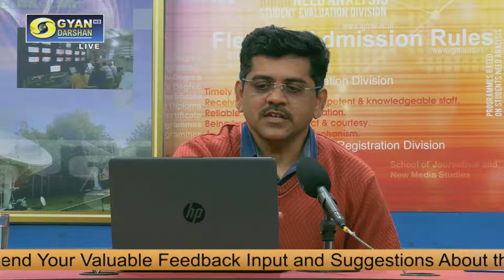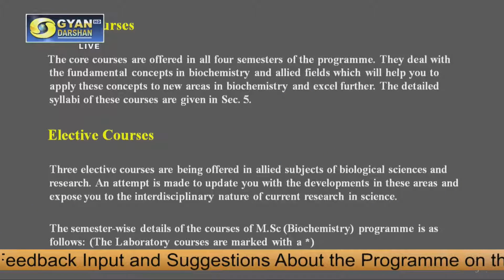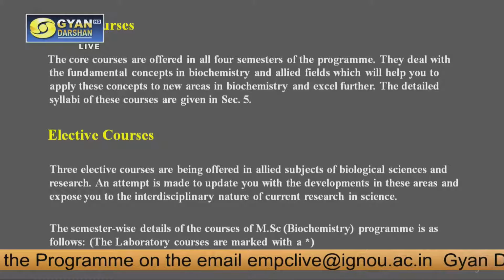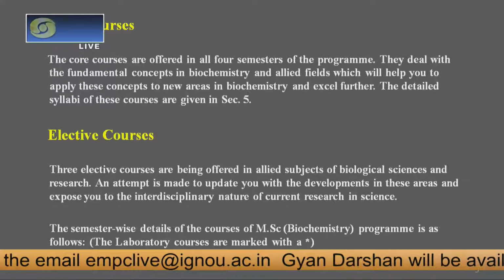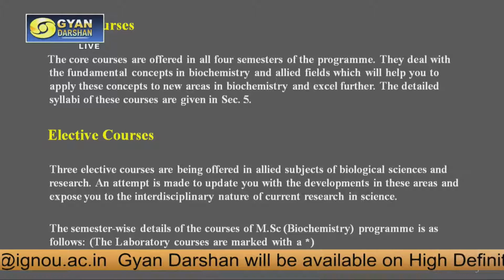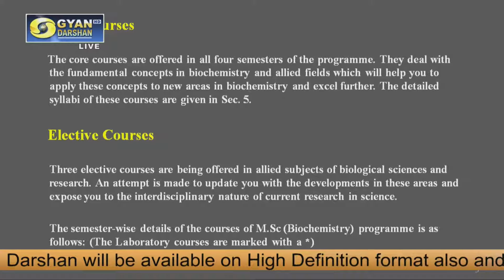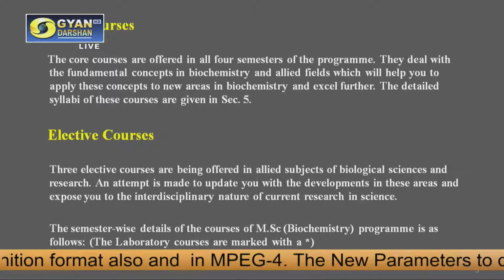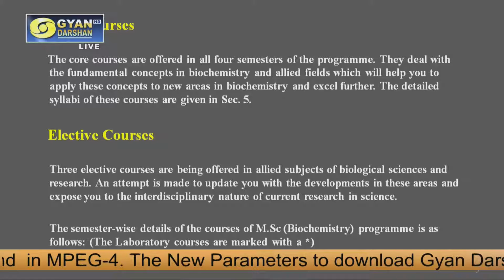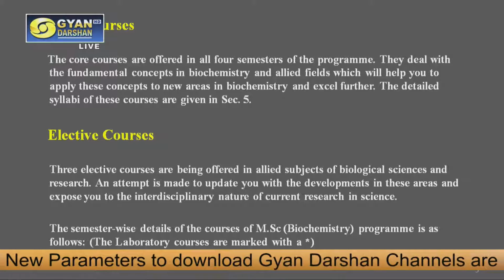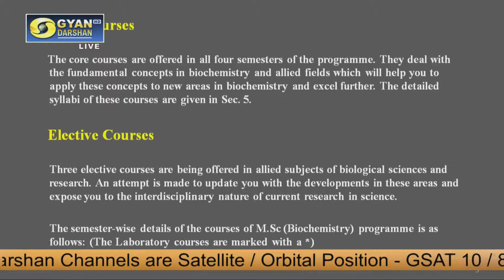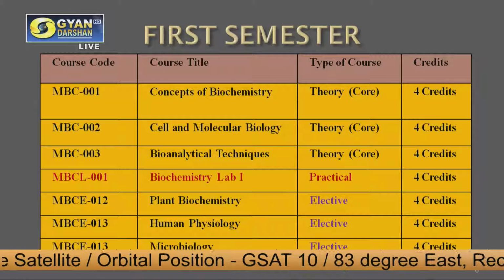Now, what is a core course? These are the courses that will give you the basic fundamental information about the subject, that is biochemistry, and the nature of the biochemistry discipline. And apart from this, there are elective courses, and these elective courses are nothing but allied subjects. That means along with biochemistry you will be studying some elective courses like plant biochemistry, microbiology, physiology, which we will discuss in the coming slides. And also you will be having laboratory courses. There are totally 3 laboratory courses in this program and 1 laboratory course per semester. And this is the structure.